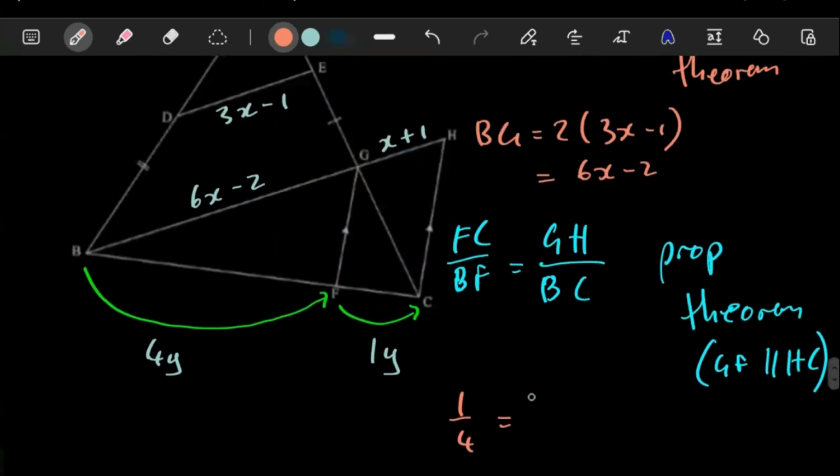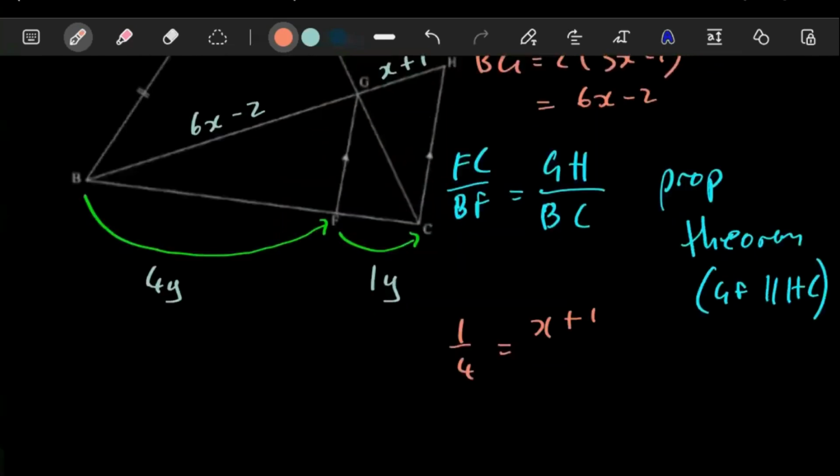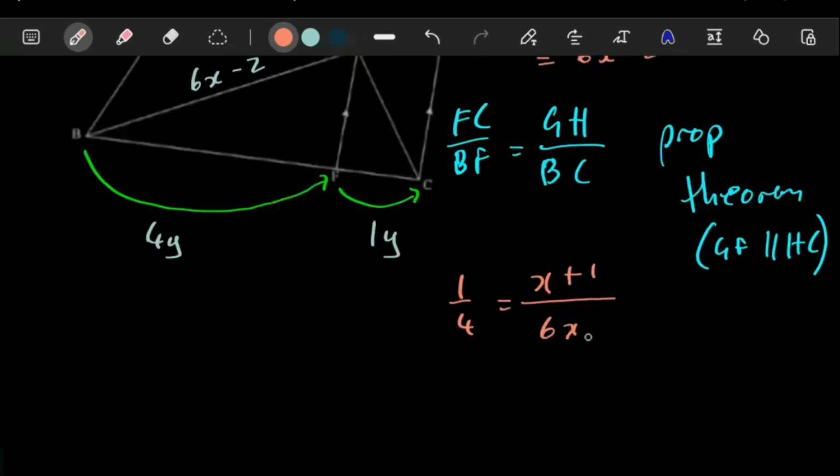The GH that you have here is just x plus 1. This is just 6x minus 2. So you see here, knowing your theorems makes your life so much easier.